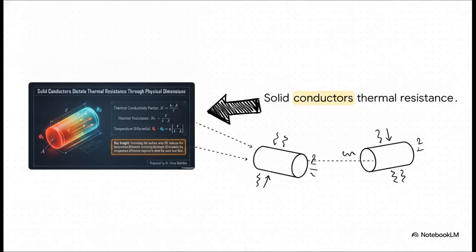Look at this cylinder. The heat flow, Q, travels from the higher temperature, theta 1, to the lower temperature, theta 2. The thermal conductivity factor, capital K, equals lowercase k times the cross-sectional area A, all divided by the length L. The crucial takeaway here is how physical dimensions literally dictate thermal resistance. If you increase the surface area, A, you reduce the temperature difference needed to drive that heat flow. But conversely, if you increase the length, L, you increase the required temperature difference.